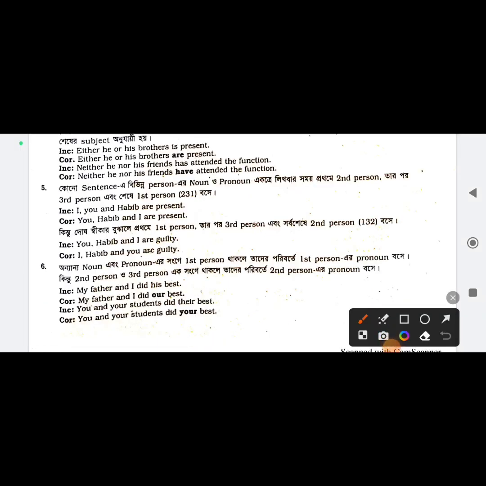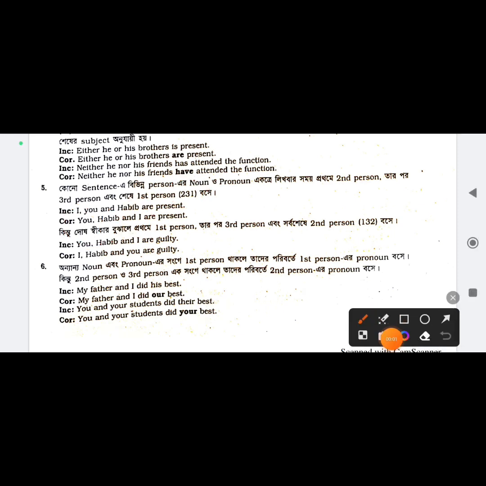If in a sentence the first, second and third person are written, like I, you and Habib. So I is the first person, you is the second person, and Habib is the third person. But as a rule, we need to write the second person first, then the third person, then the first person. So you is the second person, Habib is the third person, I is the first person. So that is why you, Habib and I are present is the correct one.